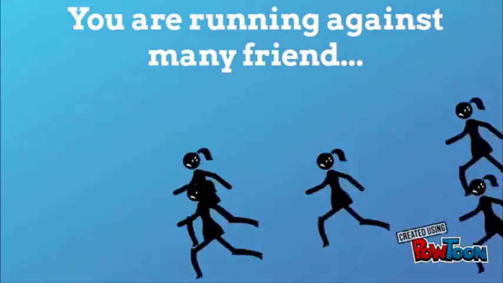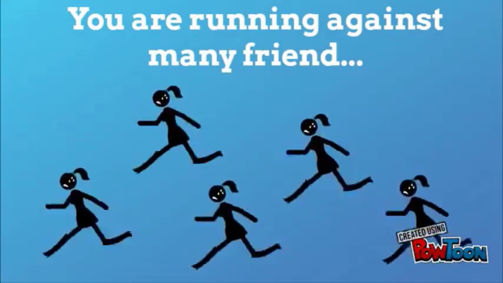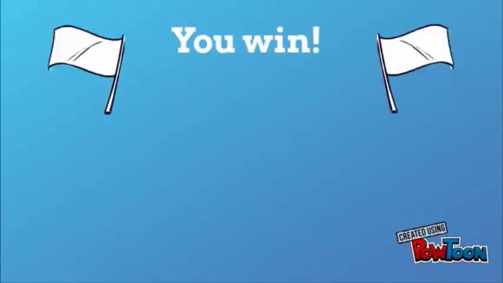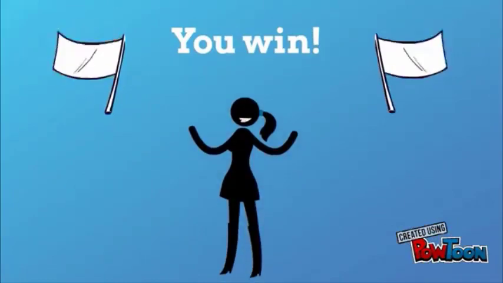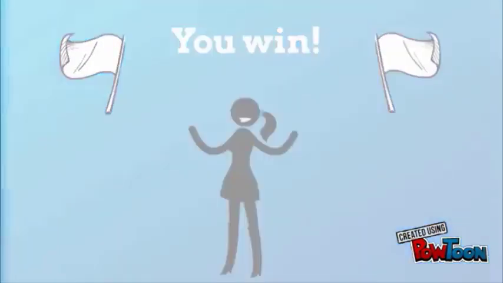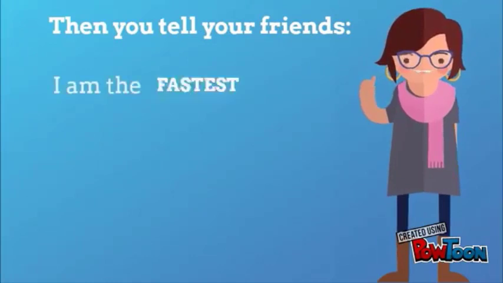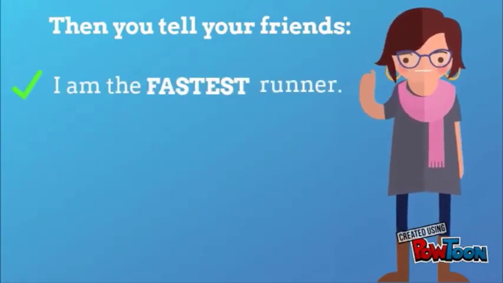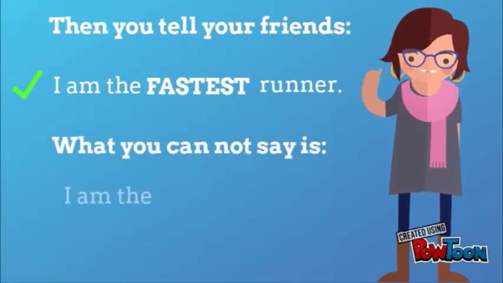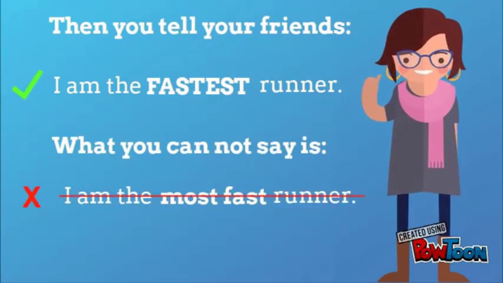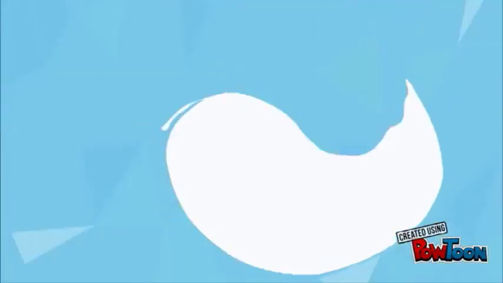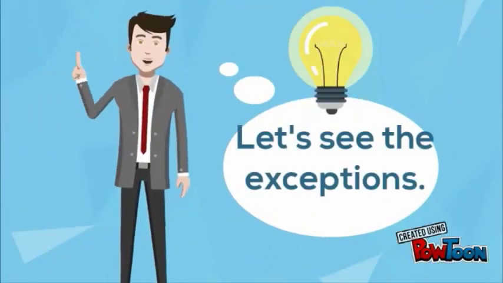Let's make an example. Now, let's suppose you're running against many friends. And then you win. So what would you say to your friends? Then you tell your friends, I am the fastest runner, which is correct. What you cannot say is I am the most fast runner. This is not right. Now, we're almost done, so let's see the exceptions.